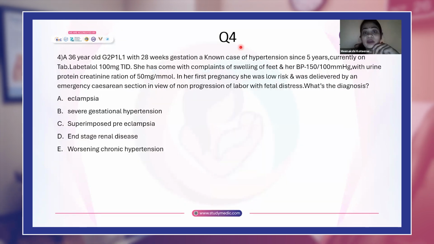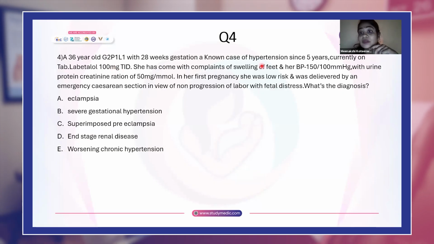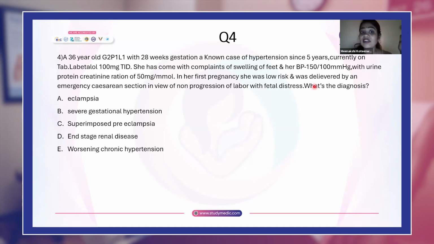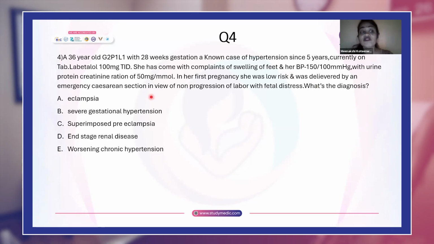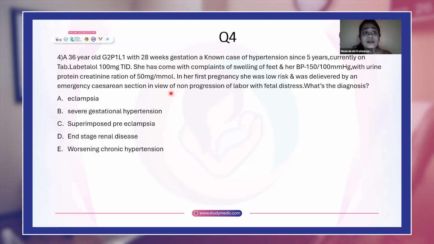A 36-year-old second gravida at 28 weeks, known case of hypertension since 5 years, and currently on 100 mg labetalol TID. She has come with complaints of swelling of feet with blood pressure of 150/100, urine protein creatinine ratio of 50, which is elevated. In the first pregnancy, she was low risk and delivered by an emergency cesarean section in view of non-progression of labor with fetal distress. What's the diagnosis now?